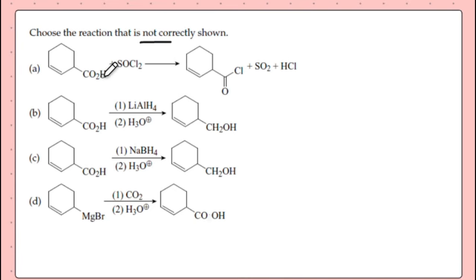Let's check for option A. There is a carboxylic acid. It is treated with thionyl chloride. So it's a chlorinating reagent. It will convert the carboxylic acid to acid chloride.